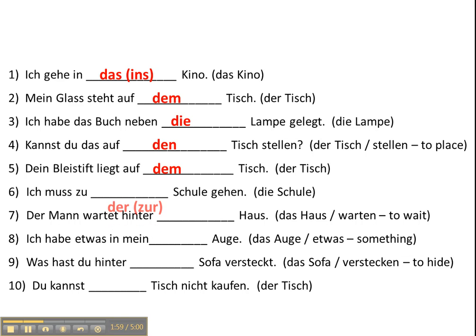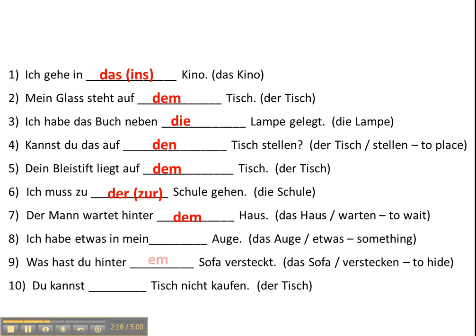Ich muss zu der Schule gehen. A lot of times you can make a contraction out of that by just saying, ich muss zur Schule gehen. So it's dative because zu is a dative preposition. Der Mann wartet hinter dem Haus. That's where he's waiting, so it's dative.